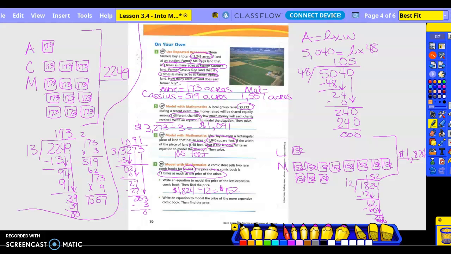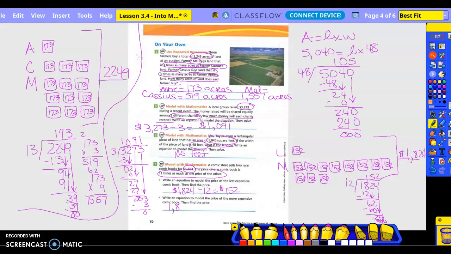The most expensive. Now, we can do this two ways. We can either take 152 and multiply it times 11, because that's how many boxes there are for the most expensive, right? Or, since we only have two things, we could take 1,824 minus $152, because there's only one box. Let's go ahead and do that, okay? Because if you're doing a double digit, your work would take longer. So you can do it either way to check it.